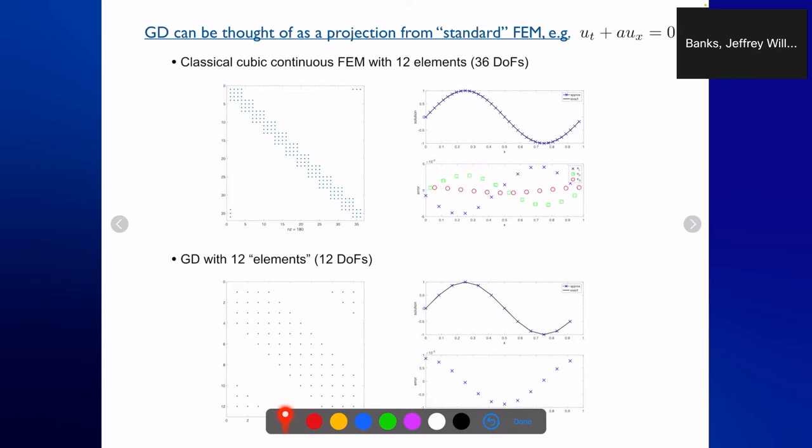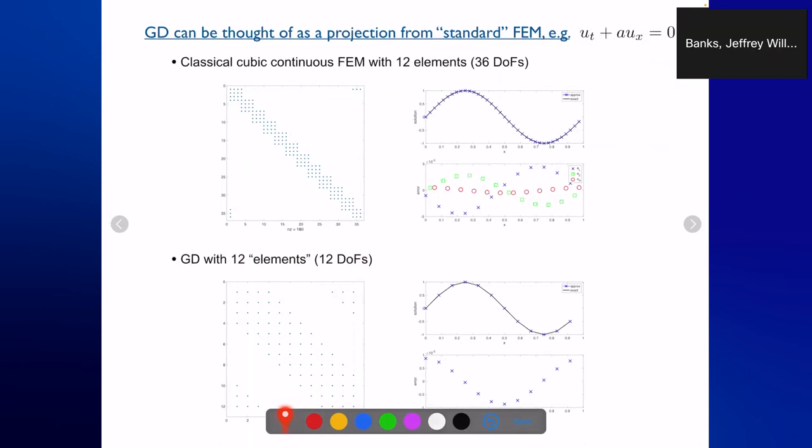On the other hand, if you do this GD thing, I'm going to do two different ways of thinking about it. Either I'm going to think of having 12 elements, so I have 12 quote unquote elements with GD. If I do that, then the mass matrix spy looks like this. You'll notice that the bandwidth is exactly the same as the bandwidth for the finite element scheme. But the band is completely dense in the GD scheme, right? It's a translation invariant discretization. Whereas in the finite element method, of course, some degrees of freedom are coupled to multiple degrees of freedom, and some of them are just local to each element.